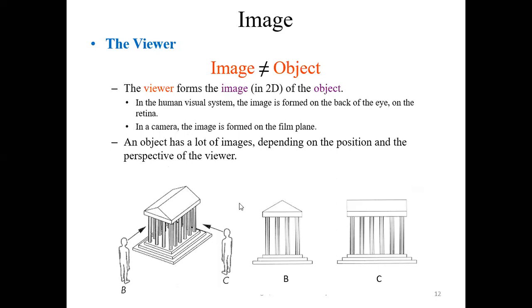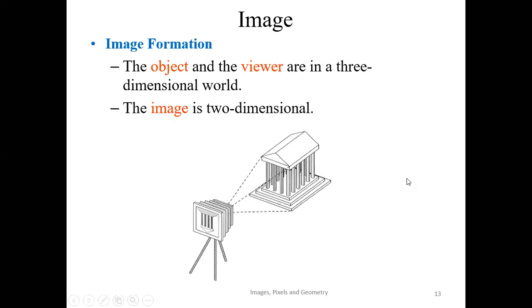So just remember one thing: image and object are not the same thing. If you take an image of an object, it depends on from which side you are taking the image, which angle, and so on. There are a lot of parameters it depends on. So image formation is two-dimensional, the one I have just talked about.